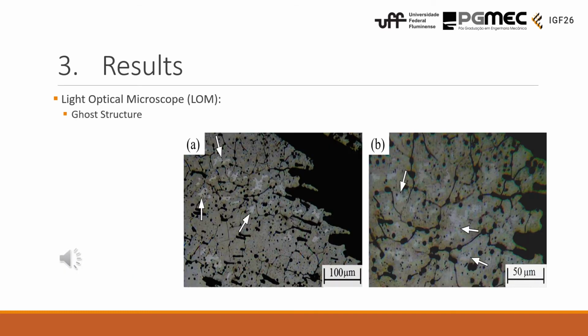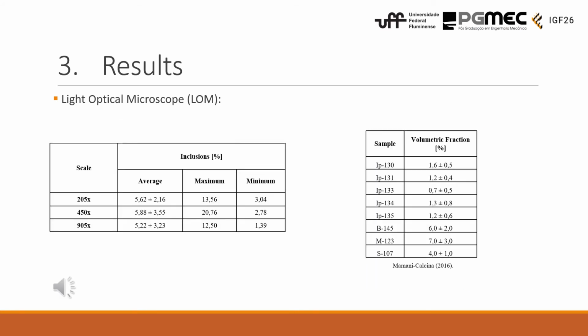On the samples that were etched with nital, we were also able to observe this ghost structure. In literature, this structure is associated with phosphorus-rich and non-phosphorus-rich regions in the ferrite grain due to high cooling rates. So there is a heterogeneous distribution of these elements inside the matrix due to the low solubility of phosphorus in ferrite. We also analyzed 120 images with different scales to obtain the amount of inclusions inside the material.